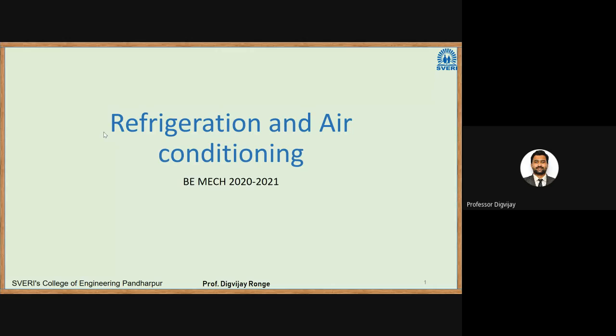The first chapter was related to the VCRS system, the vapor compression refrigeration system. The major components we studied there were the evaporator, condenser, compressor, and throttling valve. Apart from the major components, there were some auxiliaries. The second chapter was related to multi evaporator and multi pressure systems, in which we studied why we should go for multi-stage compression, and where we need a multi evaporator system, right?